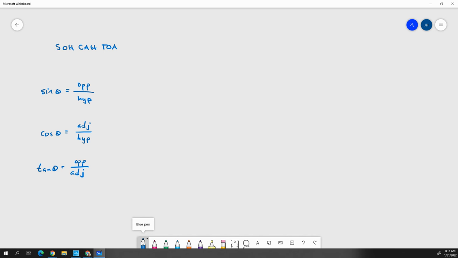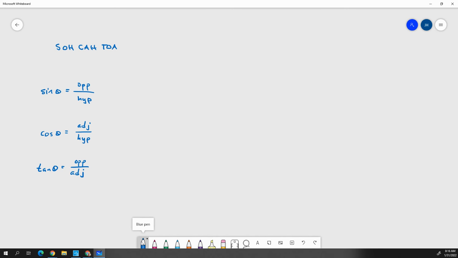Some old hippie caught another hippie tripping on acid. What is sine? Sine is opposite over hypotenuse. What is cosine? Caught another hippie. Cosine is adjacent over hypotenuse. Tangent is tripping on acid. Tangent equals opposite over adjacent. You'll never forget it, right?